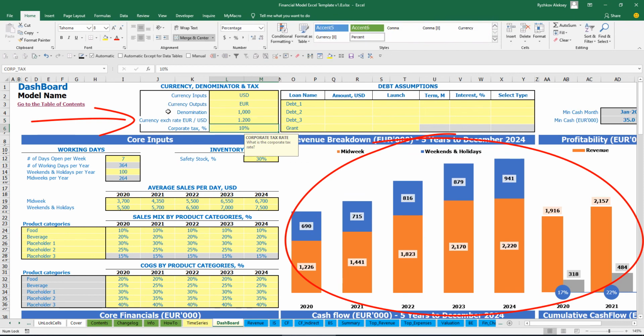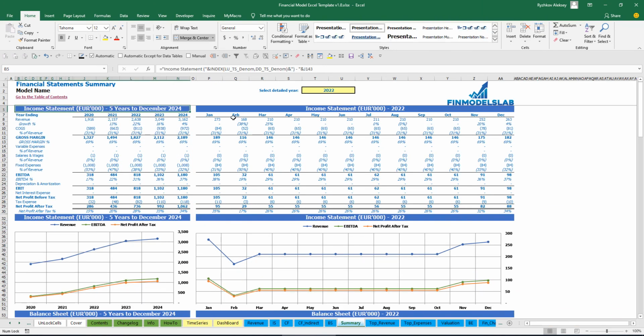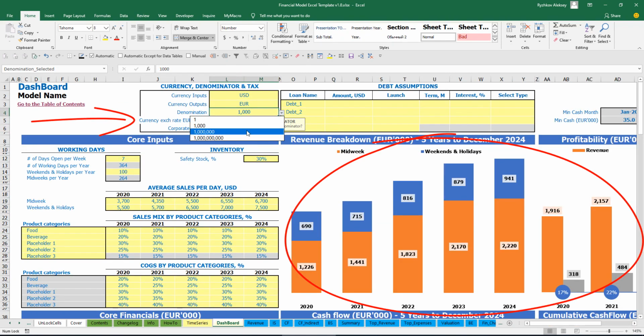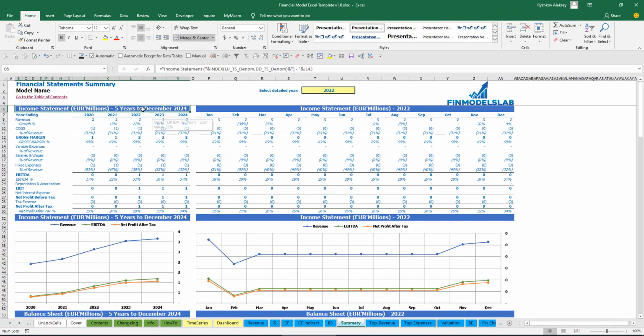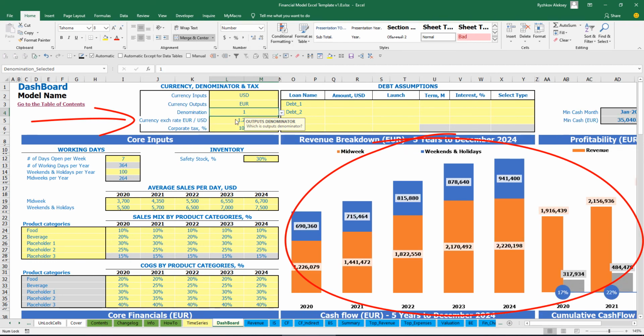In this case you will have in the model all your inputs in United States dollars, all your outputs in euros, and there will be a conversion rate between currency inputs and currency outputs. Additionally, you have denomination, which means that you can denominate all your outputs on the reports. In this example, denomination is 1000, meaning that your outputs are denominated by 1000. You can select millions. You may see that now it is in $1 million. You can set also billions or without any denomination.